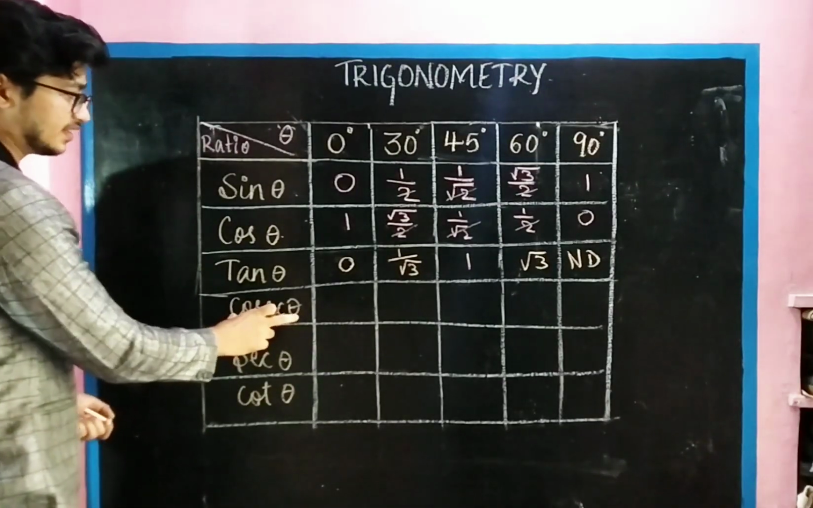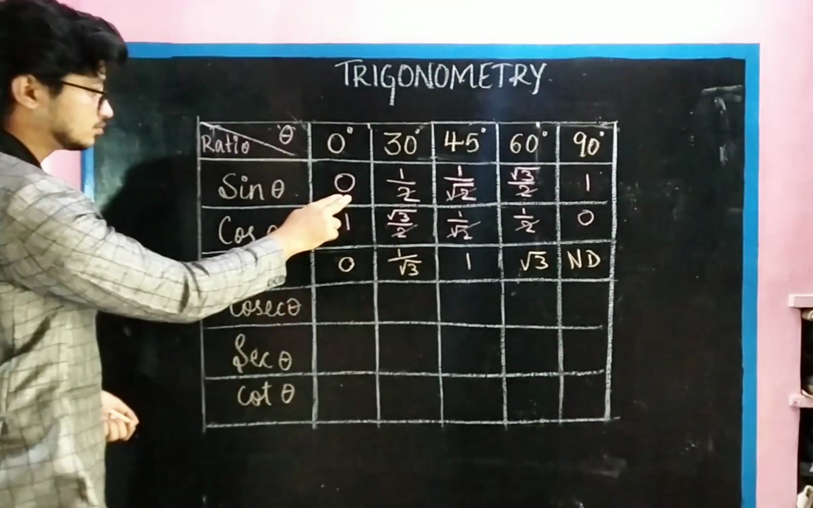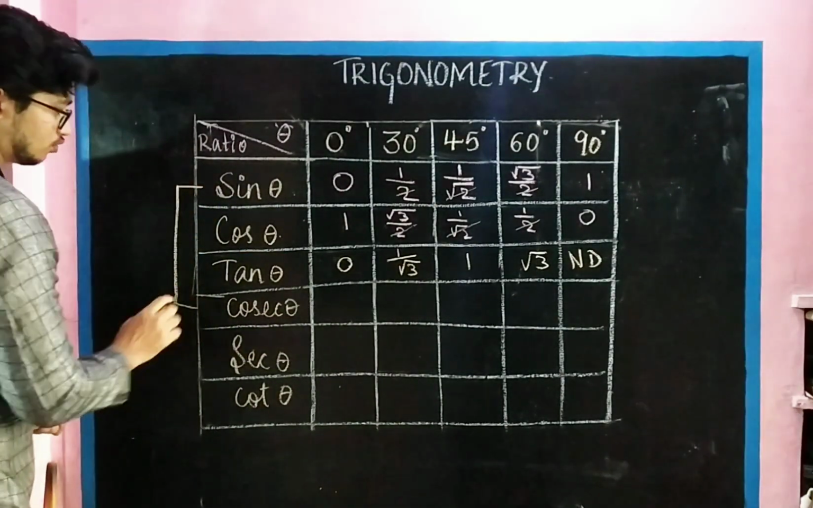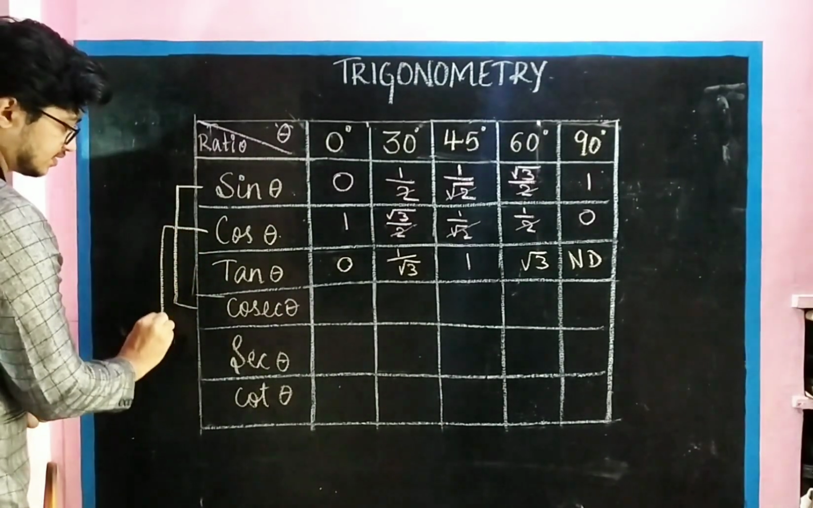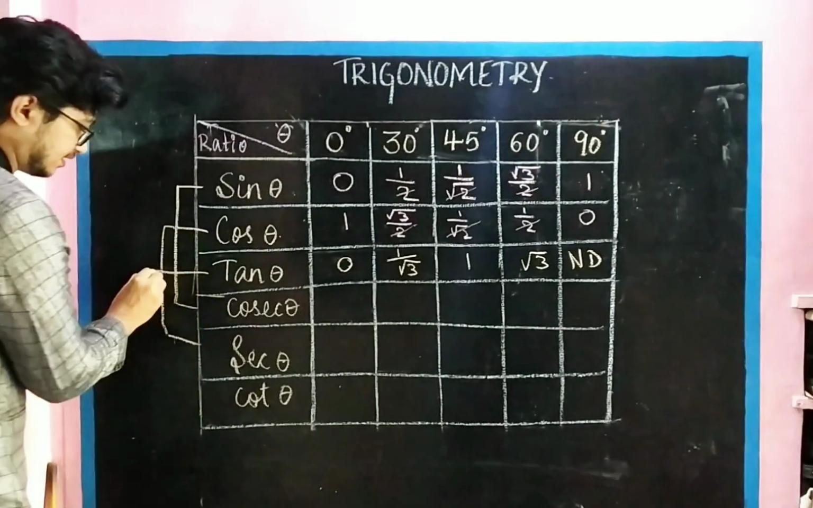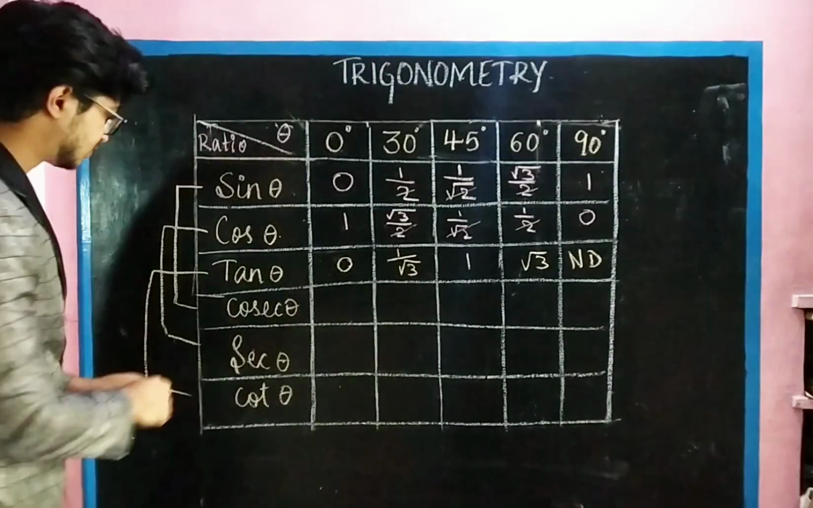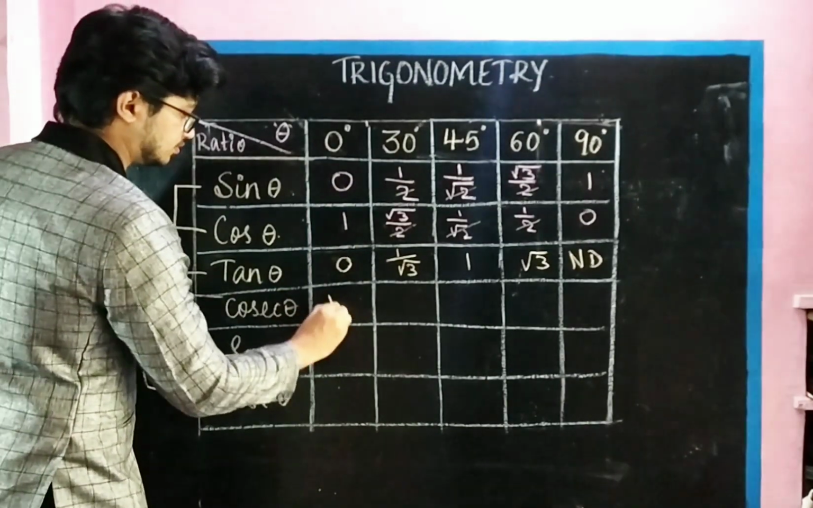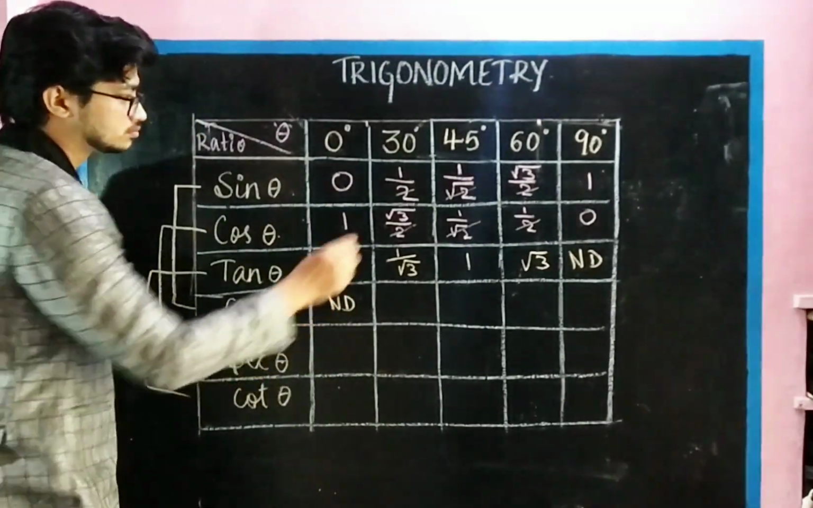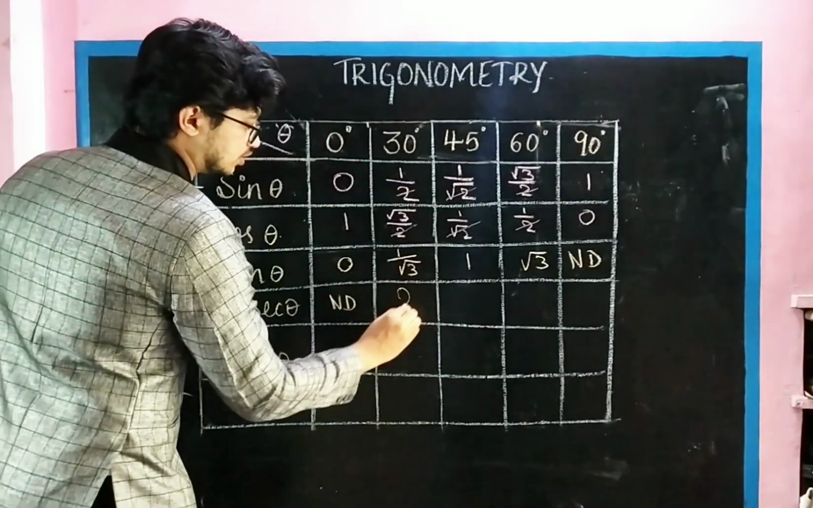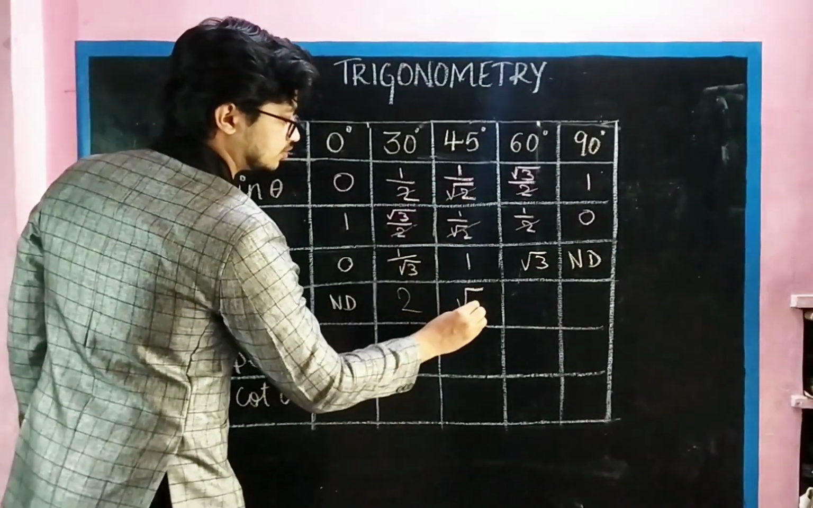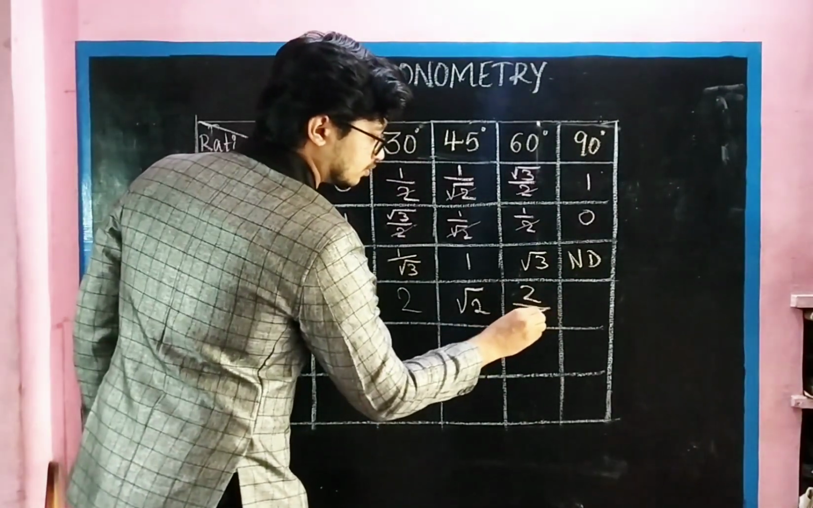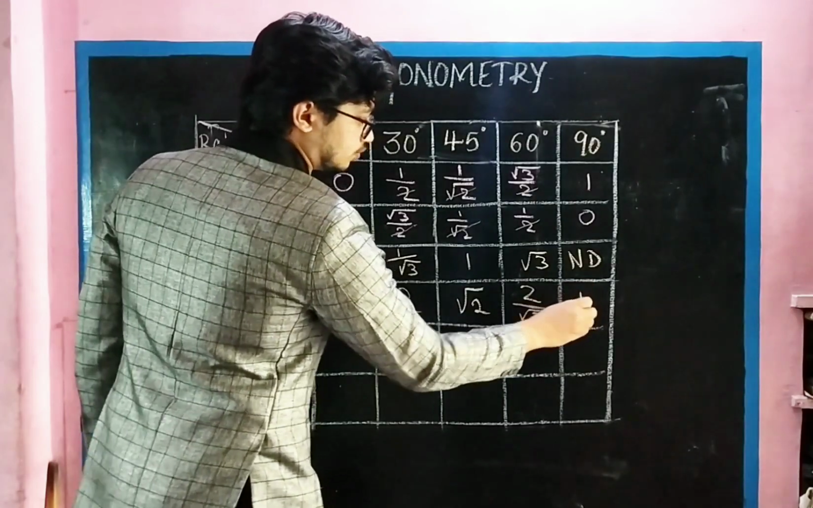Next, cosecant theta. Cosecant theta means reciprocal of sin theta. Reciprocal of cos theta is secant theta. Reciprocal of tan theta is cot theta. Now, to write cosecant theta, you have to take reciprocals. 1 by 0 is not defined. 1 by 2, reciprocal is only 2. 1 by root 2 reciprocal is root 2. Root 3 by 2 reciprocal is 2 by root 3. 1 reciprocal is 1 only.